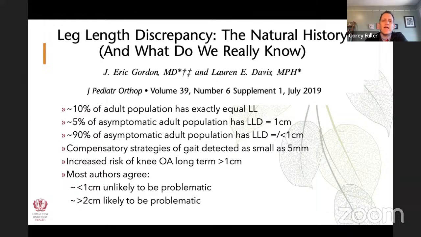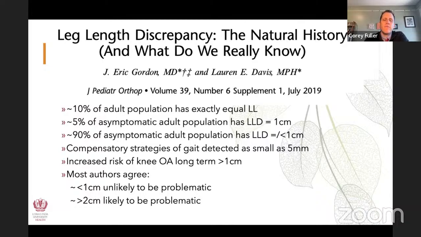You measure this out on an X-ray, and 90% of patients do have a difference in their leg lengths. And interestingly enough, a small percentage, but real, 5% of adults walking around have a difference of a full centimeter and don't even know it. And even though you can potentially tell when you watch somebody walk even as little as 5 millimeters, most people and authors would agree that below a centimeter of difference is very unlikely to be a problem. It's usually not even noticed.